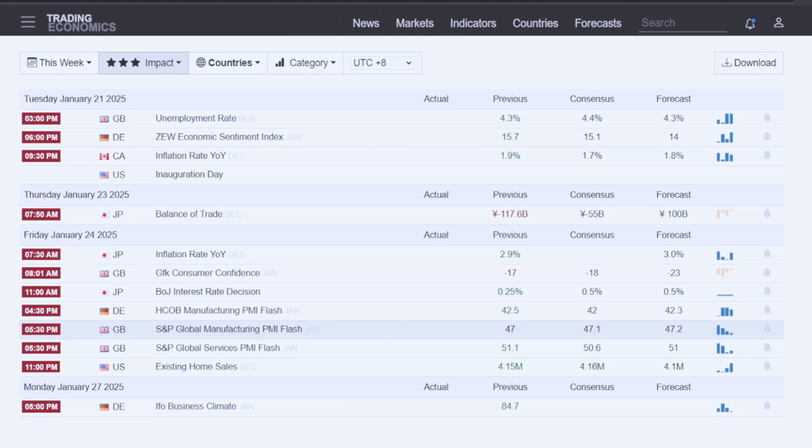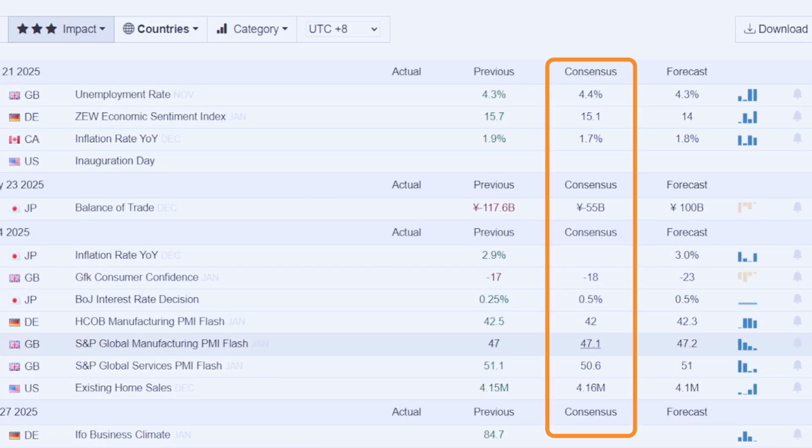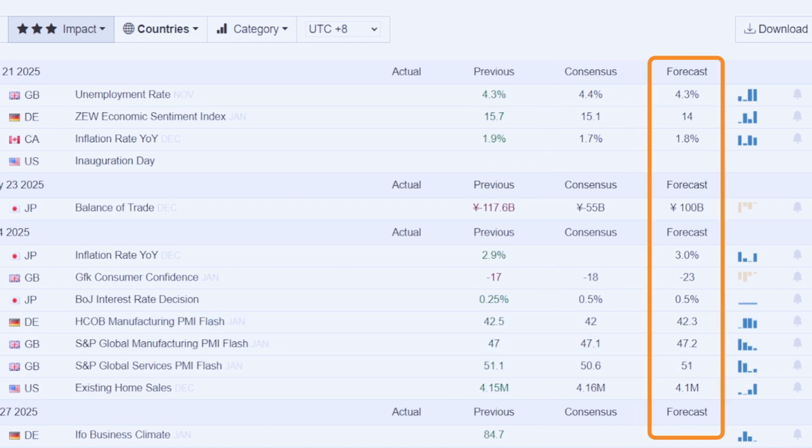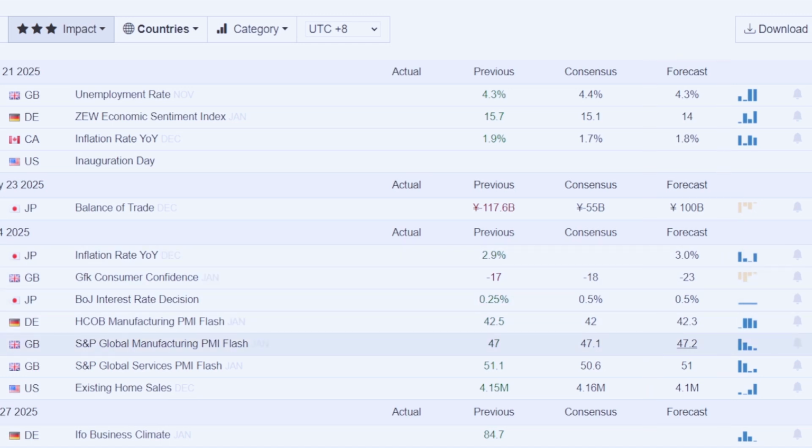They go one step even further. They give you a consensus figure, which is given from hedge fund managers external from Trading Economics, and they give you a forecast figure, which is their internal analyst team forecasting what they think the data will be. You can really dive deep into economies with this data.